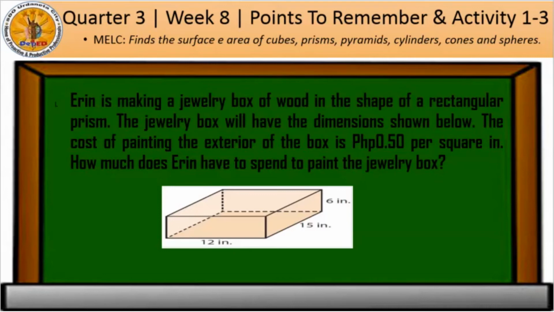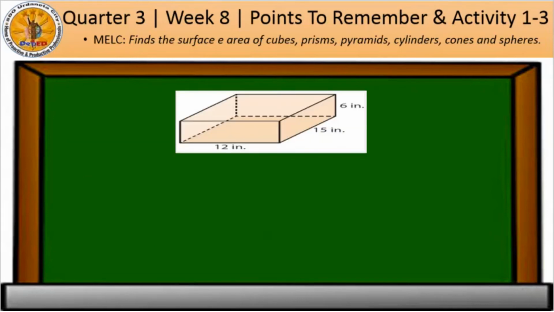Based on the figure, the sides are 12, 15, and 6 inches. We have to solve first for the surface area, then solve how much does Erin have to spend to paint the jewelry box if the cost of the exterior of the box is 50 cents per square inch. Since our figure is also a rectangular prism, the process is the same. So surface area is equal to length times width. Let's start finding the surface area with this face.